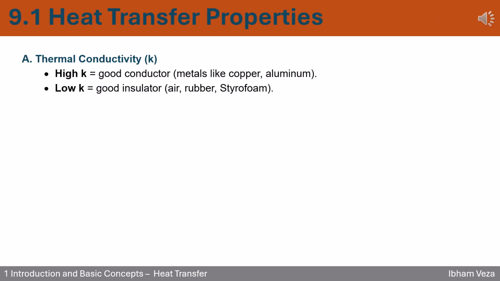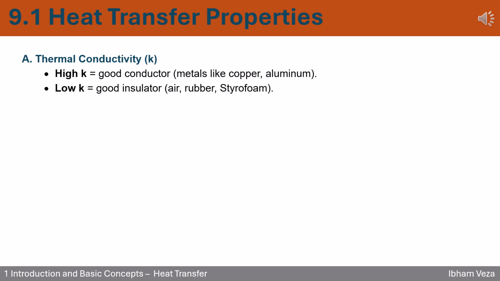9.1. Know thermal conductivity for better design choices. Let's talk about one of the most important material properties in heat transfer, thermal conductivity, symbolized by k. Materials with high k values are excellent heat conductors. Think of metals like copper and aluminum. They let heat flow quickly and efficiently.